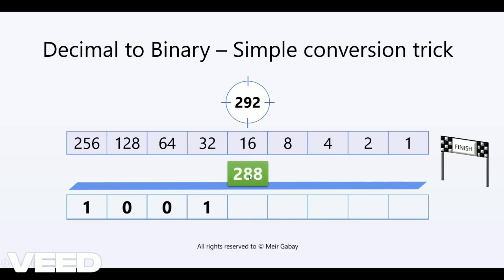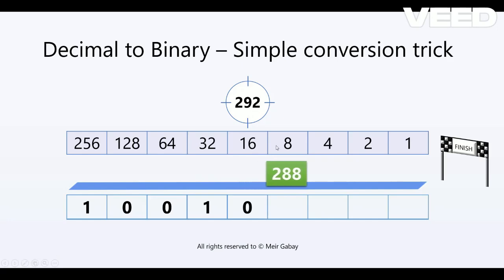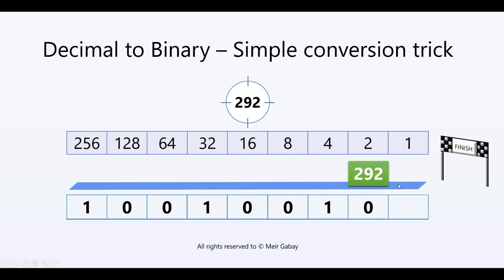Moving on to 16. 288 plus 16 does not fit in 292, so we put a 0. Going to 8, same goes here. 288 plus 8 does not fit in 292, so we put a 0. Moving on to 4. 288 plus 4 fits in 292. That's a bullseye, so we sum them up, we put 1 over here, and then we know that the rest of the numbers over here must be 0, because we don't need to sum them also, because we got the number. So moving on to 2, it's going to be 0. Moving on to 1, it's going to be 0. That's it. We're done.